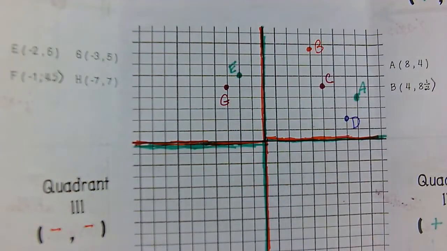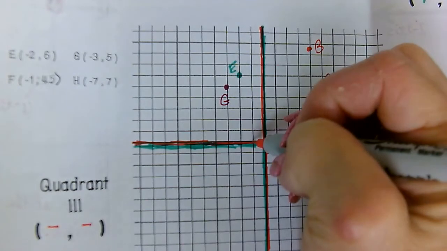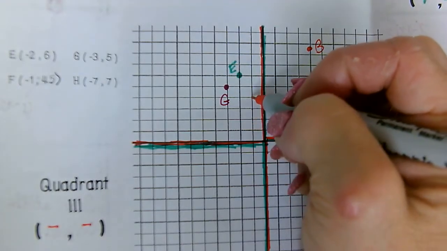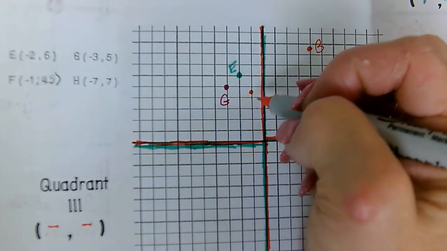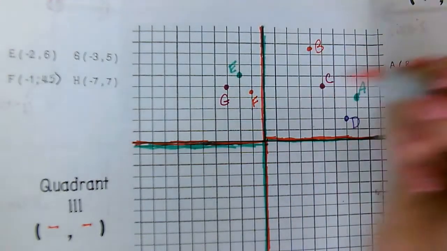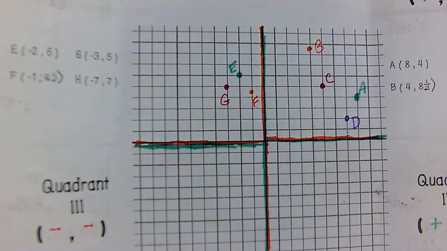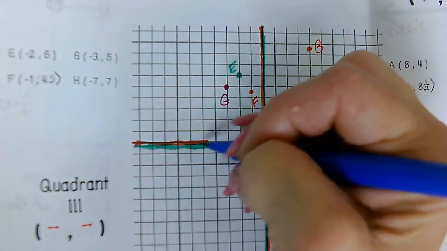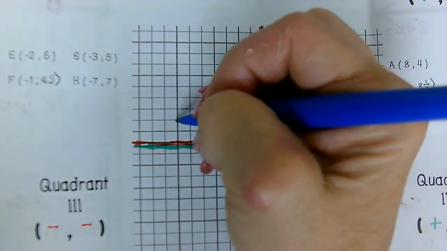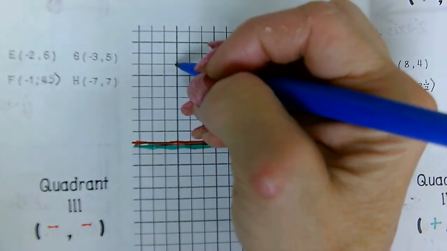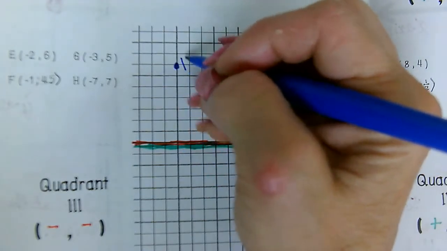We have F, which is (-1, 4.5). So to the left 1 and up 1, 2, 3, 4, and 0.5 more. Label that F. And then we have one more. Let's go to the left 7 and up 7 for H. 1, 2, 3, 4, 5, 6, 7, and up 1, 2, 3, 4, 5, 6, and 7. And we'll label that H.